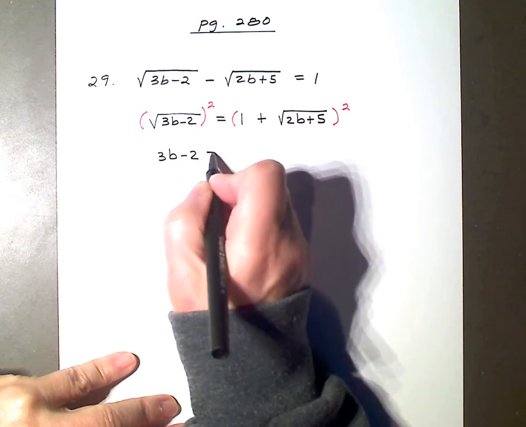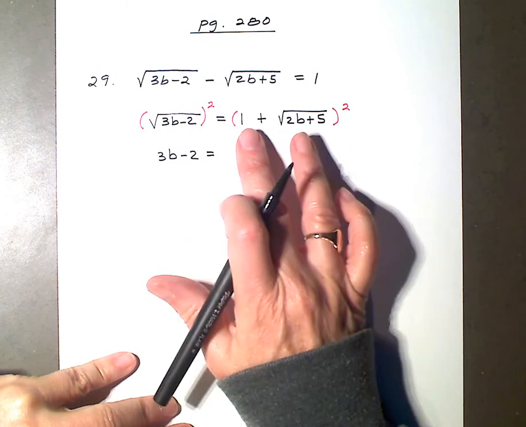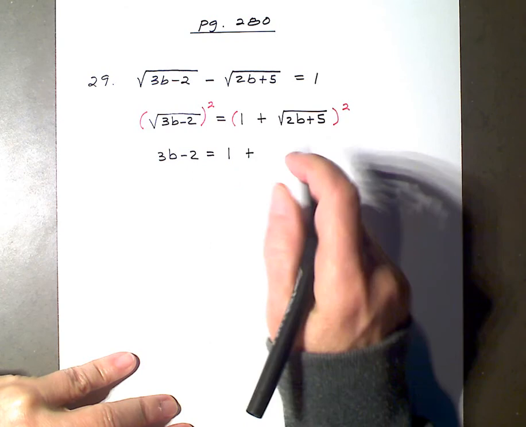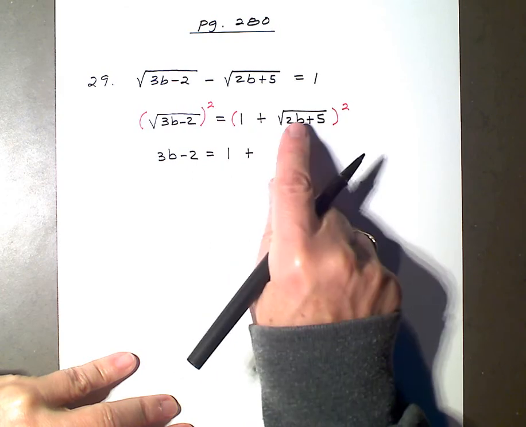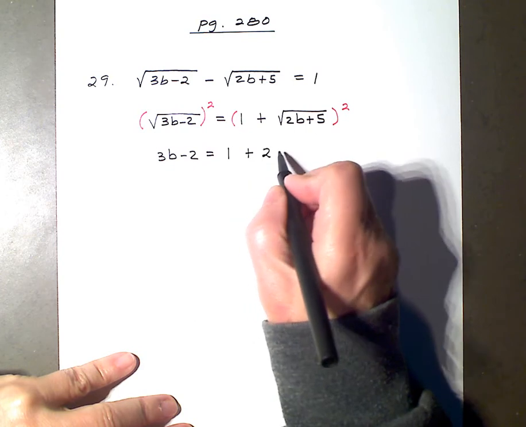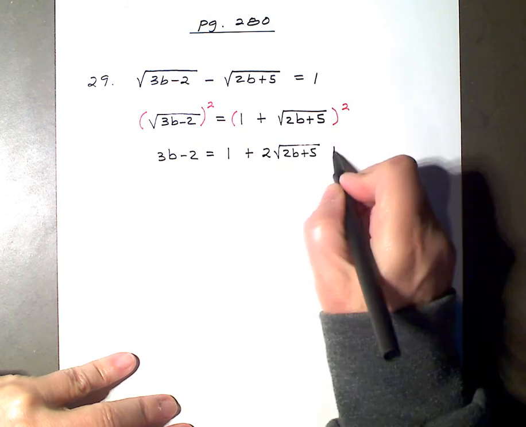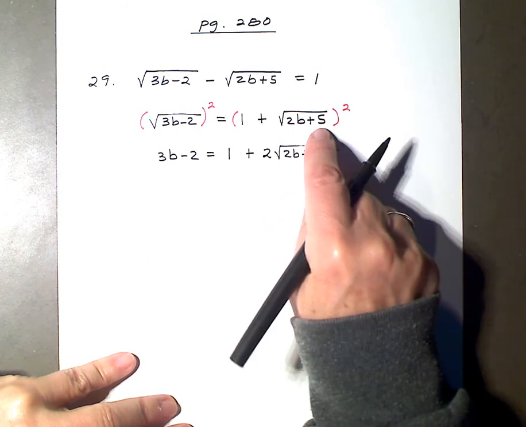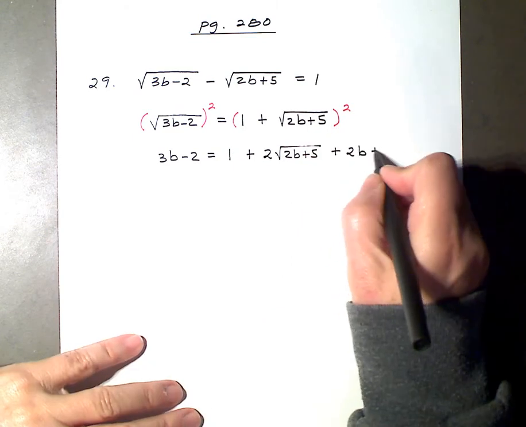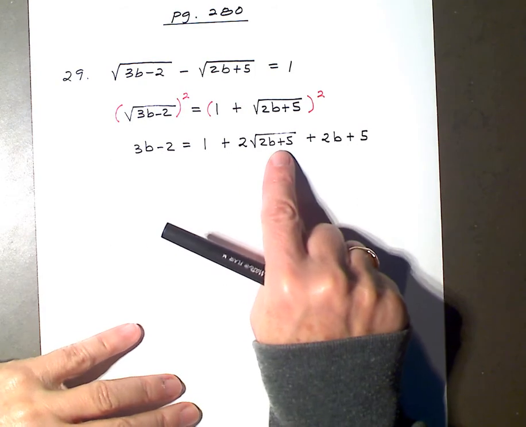And on the right, the pattern is, this is like the a and this is the b. When I square a binomial, I always get the first term squared, which is 1, plus 2 times the product of these two terms. So 2 times 1 times root 2b plus 5, plus the last term squared. So when I square the square root of 2b plus 5, I get 2b plus 5. Okay, so I've got one radical term left now, and I need to isolate that next.